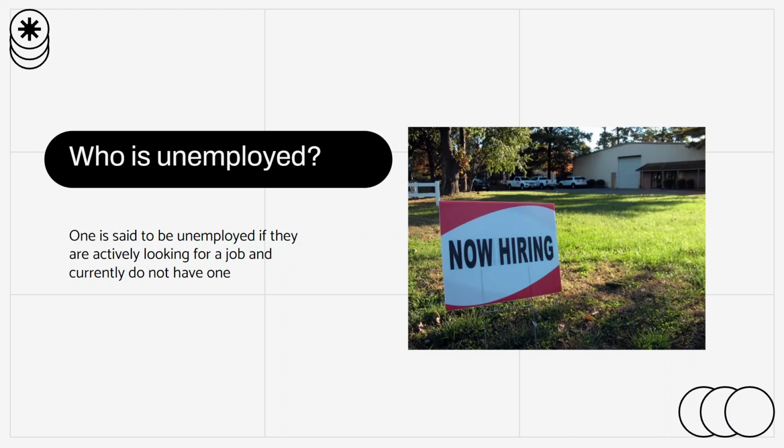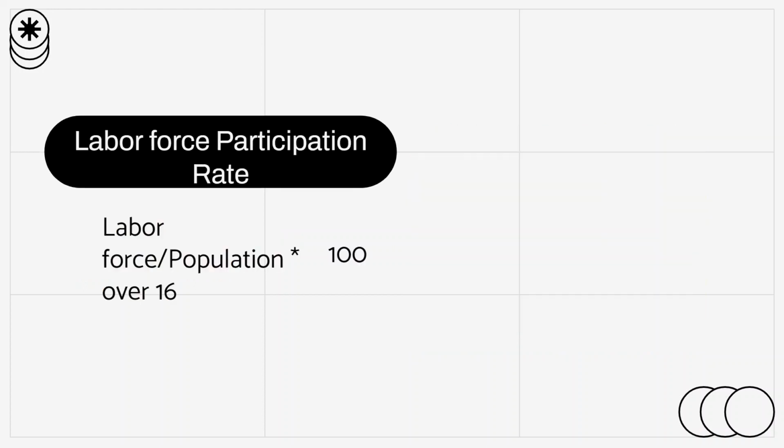But how the U.S. runs it is, if a person has been looking for a job in the last 4 weeks, then they're considered unemployed. But if you stop looking for a job and you do not have a job, then you are considered a discouraged worker and you are not counted as unemployed. That's an important thing to know. I'll talk about that in a few slides.